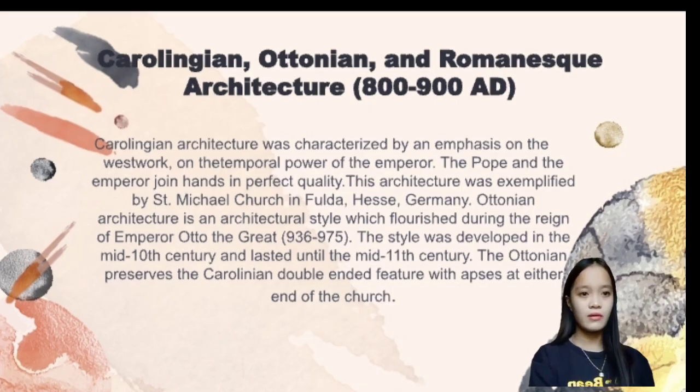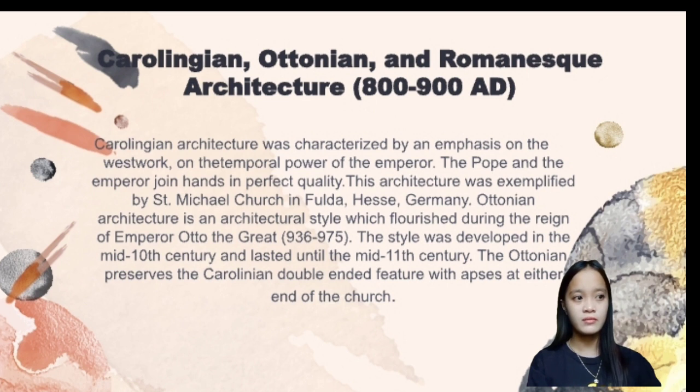So let us now talk about the Carolingian, Ottonian, and Romanesque architecture. Carolingian architecture was characterized by an emphasis on the westwork and on the temporal power of the emperor. The Pope and the Emperor joined hands in perfect equality. The architecture was exemplified by St. Michael Church in Fulda, Hesse, Germany.